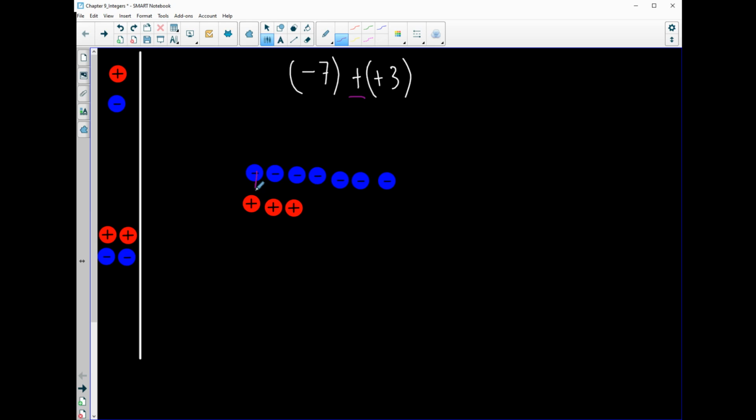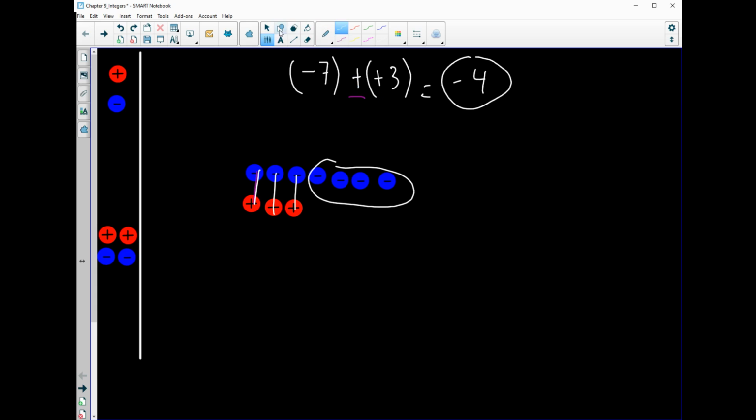Zero pairs, again, cancel each other out. Oops, we'll get that color. And then we'll look at what we have left over. In this case, we have 4 chips, and they are negative chips, and therefore our answer to negative 7 add positive 3 is equal to negative 4.